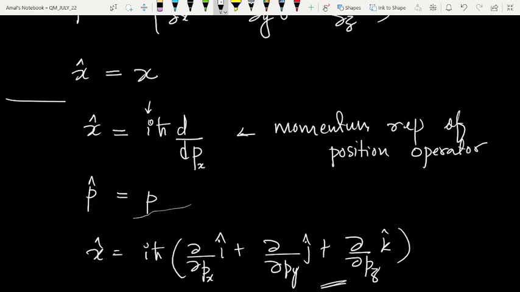Okay. Here this is just a differentiation. Okay. So we can break here, and we will do problems in the next class.